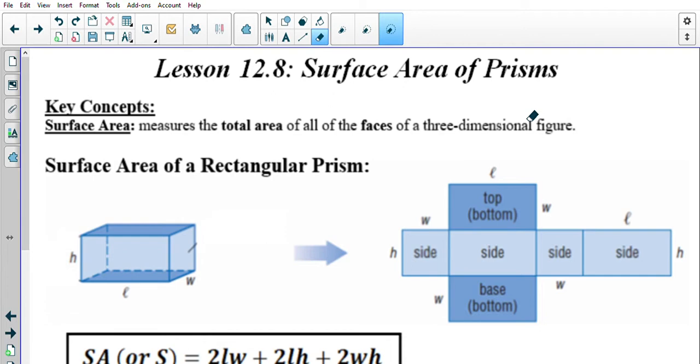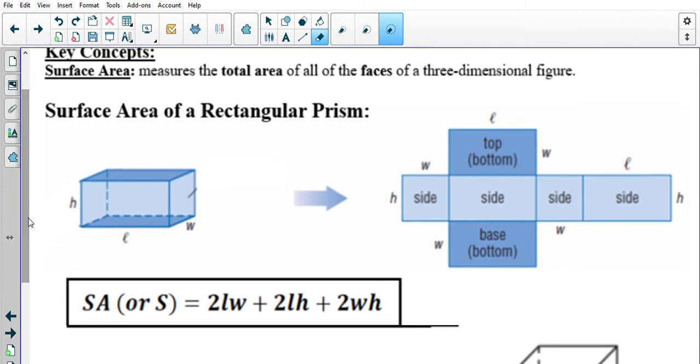So I want to begin by talking about how to find the surface area of a rectangular prism. Back in elementary school, you probably had to cut out something that looks a lot like this, and then you were asked to put it together to form a three-dimensional shape. This is what we call the net of a three-dimensional shape. It's taking a three-dimensional shape and laying it flat. The reason why this is important is it tells us where our formula for the surface area of a rectangular prism comes from.